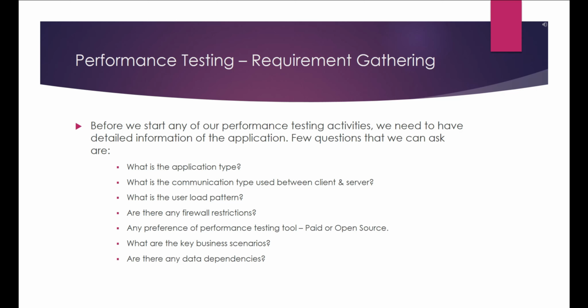Before we start any of our performance testing activities, we need to have detailed information about the application. In order to get the maximum details about the application, each company has their own requirement gathering template, which consists of a set of questions either maintained in an Excel sheet or a Word document. These documents will be shared with one or multiple stakeholders such as the client, project manager or the business analyst. This is mainly done when we have an entirely new application to performance test.